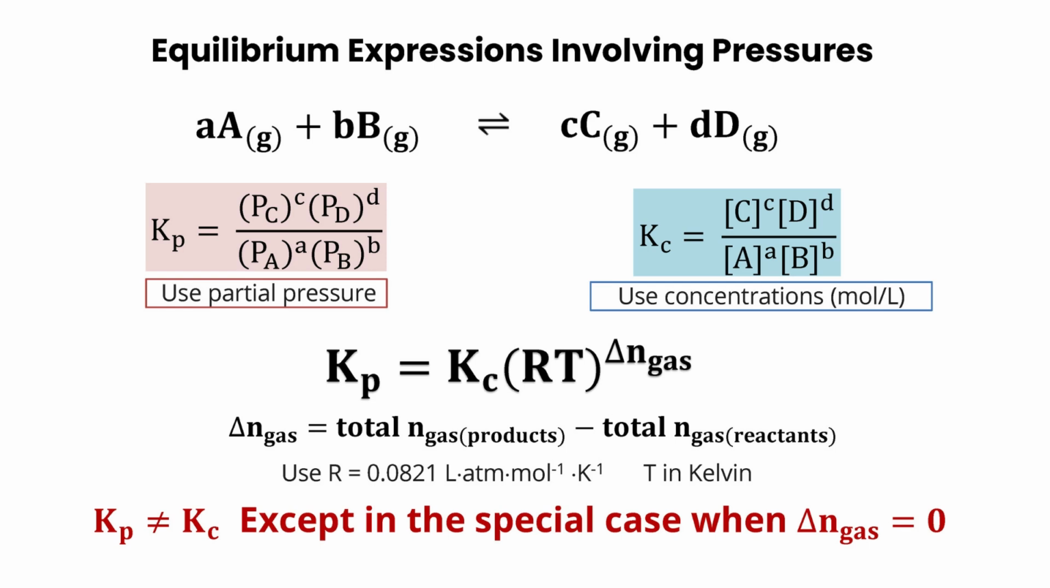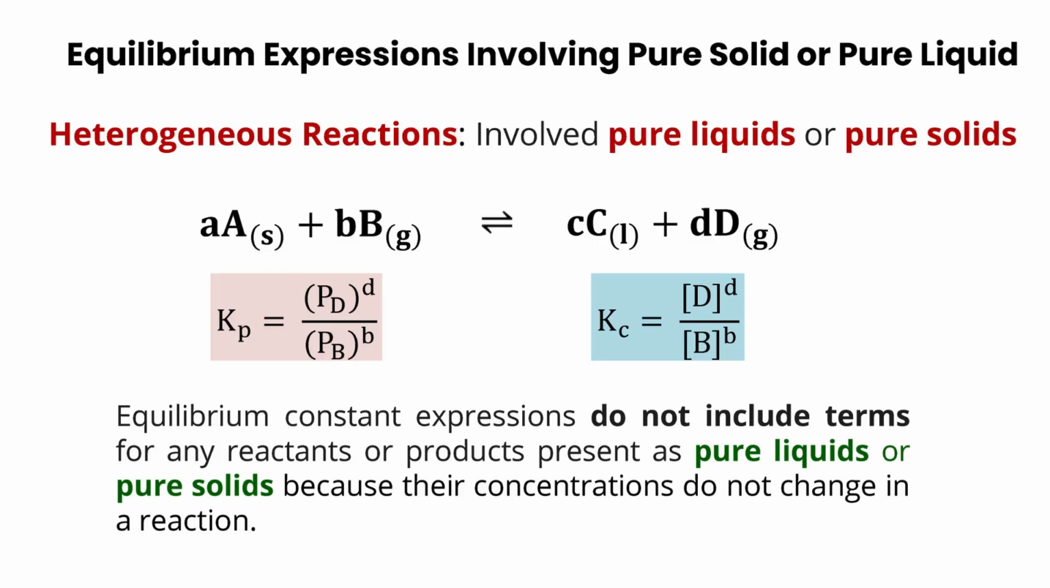Yeah, precisely. If Δn is 0, that RT to the power of Δn term becomes 1 and Kp equals Kc. Otherwise, they'll be different. Okay, one more really important point about writing these K expressions. What about solids and liquids? Pure solids and pure liquids are not included in the K expression, whether it's Kc or Kp.